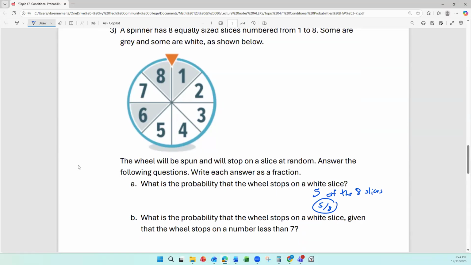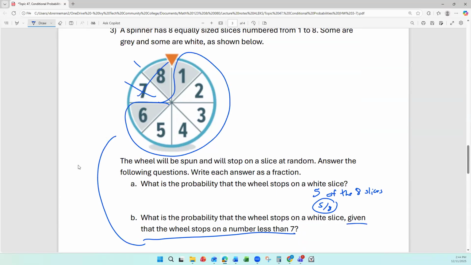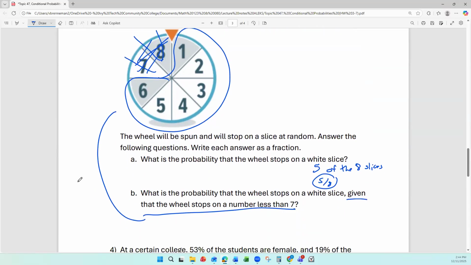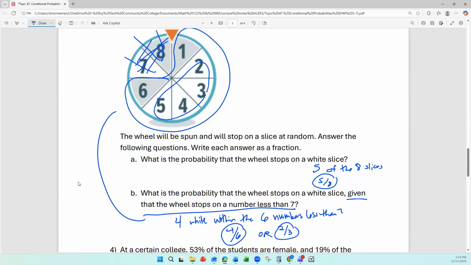What's the probability the wheel stops on a white slice given that the wheel stops on a number less than 7? Now we're going to narrow down to just the numbers less than 7, and act like that's the whole wheel. So of those, there are 4 white slices within the 6 numbers less than 7. So that probability is 4/6 or 2/3.